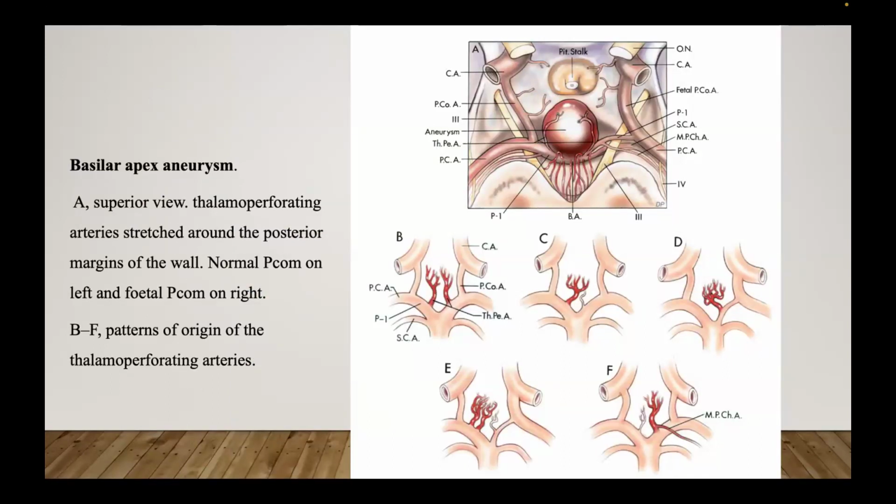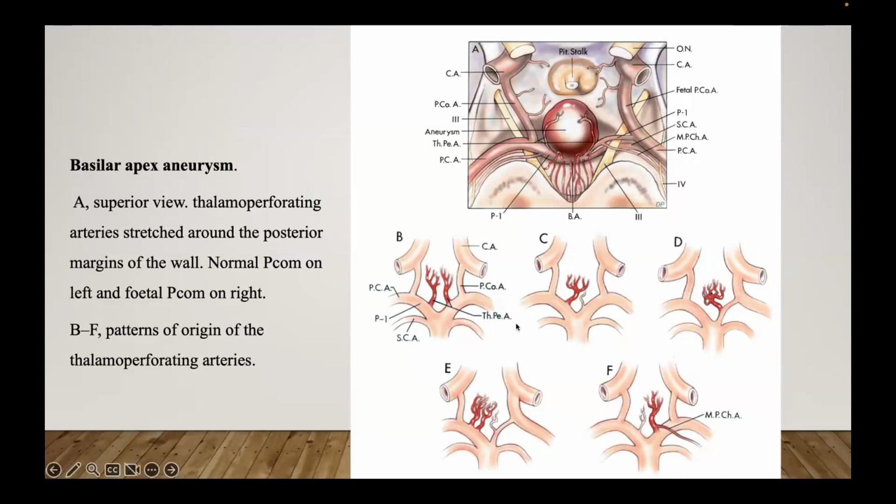So the location of the perforators is a very important aspect, and we should always be well versed with the anatomy of the perforators when we are going to clip a basilar aneurysm. The most common location of the perforators, as you can see, is the posterior aspect of the artery, and therefore, as already mentioned, the technical difficulty of the surgery is significantly increased whenever the aneurysm is located posteriorly.